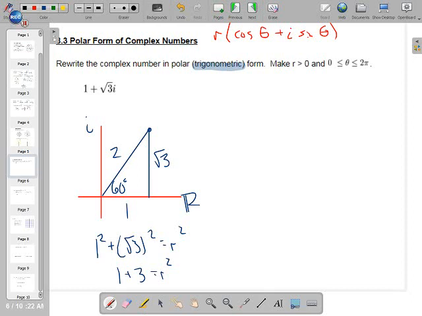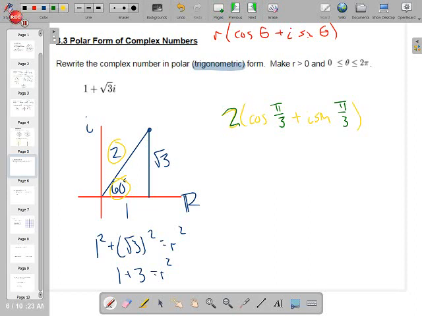So I need to write this in the trigonometric form, so I need to know the radius, check, and I need to know that theta is 60 degrees, but it's got to be in radians. So I'm going to write this as 2 times cosine of the angle that I'm referencing here, 60 degrees, which is pi over 3, plus i sine, same angle, pi over 3. So when you write it out, the things you're filling in are the radius 2 and the angle pi over 3. And that's it. You just have to make sure you write it in the right form.